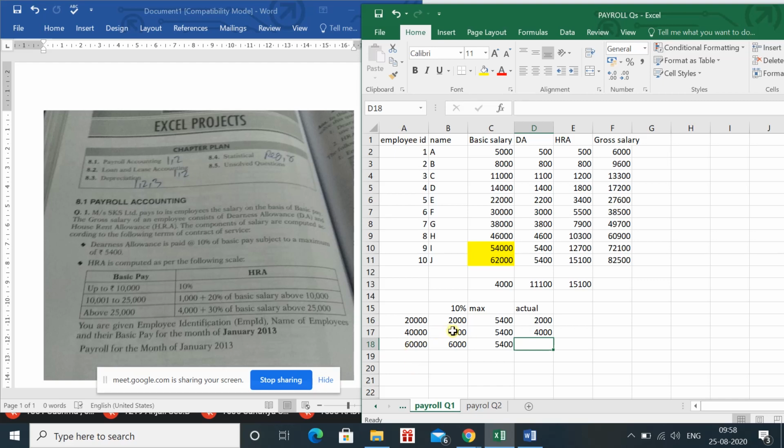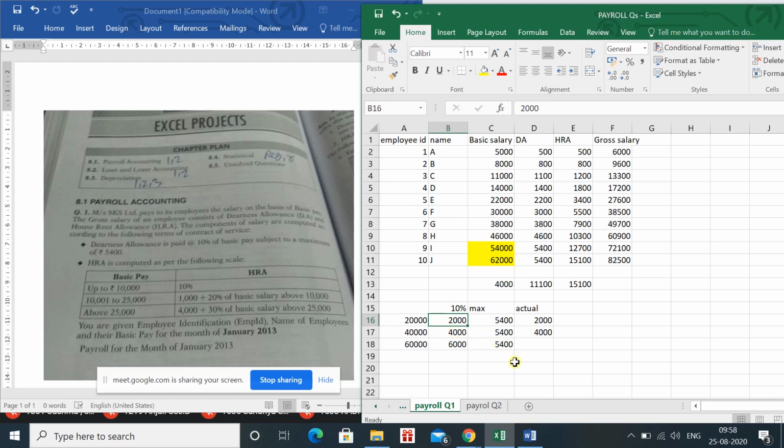So for DA we have the condition that you should not pay more than 5,400. They have given the condition. So we have taken different examples of the basic salary. Basic salary is 20,000, 40,000, 60,000, and 10% will be 2,000, 4,000 and 6,000, but the condition is we cannot pay more than 5,400. So we have to check whichever is lower. So we have to check the minimum of these two.